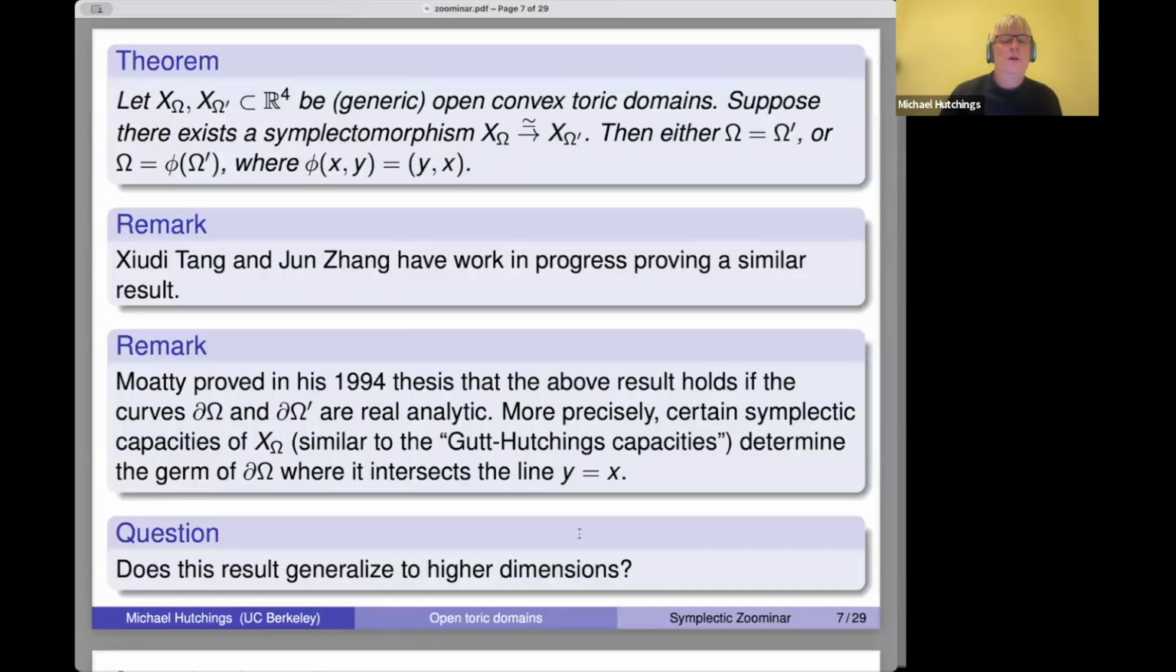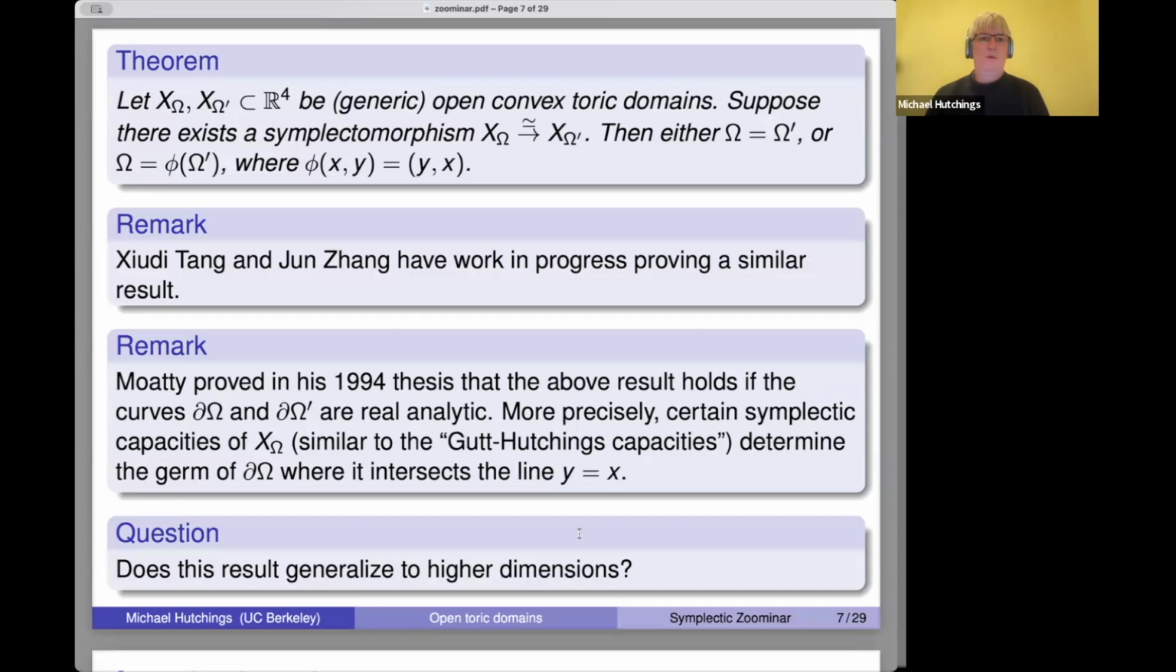Okay, so here's the theorem. So let X omega and X omega prime be two open convex toric domains. And I also have to assume a genericity condition. I'll tell you a little later precisely what that condition is. It's not that bad. And suppose that these open domains are symplectomorphic, then the omegas have to be the same or reflected.